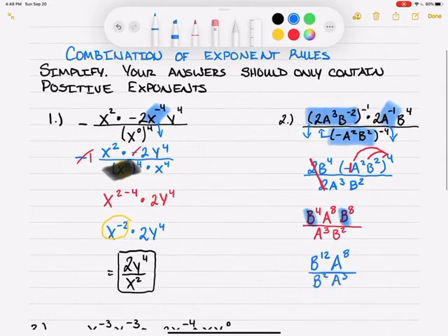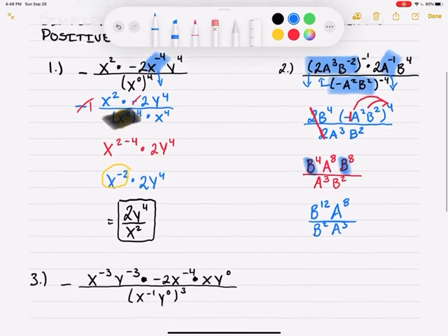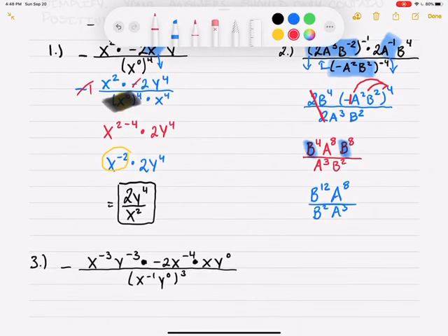And I'm going to readjust so that I can line everything up. B to the 12th over b to the 2nd is going to become b to the 10th. And a to the 8th over a to the 3rd is going to become a to the 5th.